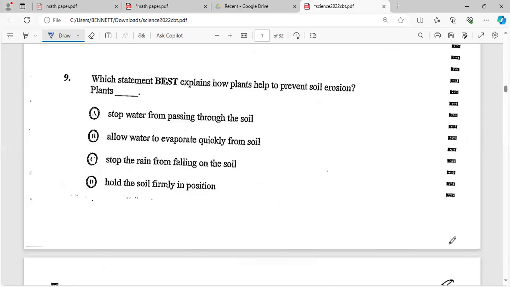Number 9, which statement best explains how plants help to prevent soil erosion? Plants A, stop water from passing through the soil. B, allow water to evaporate quickly from the soil. C, stop the rain from falling on the soil. Or D, hold the soil firmly in position. And that would be D, hold the soil firmly in position. Let's move on to number 10.